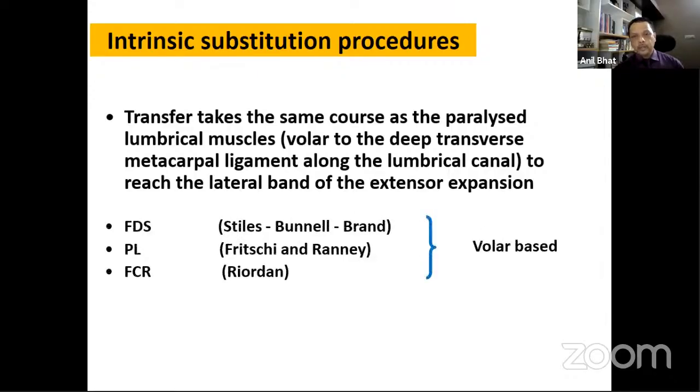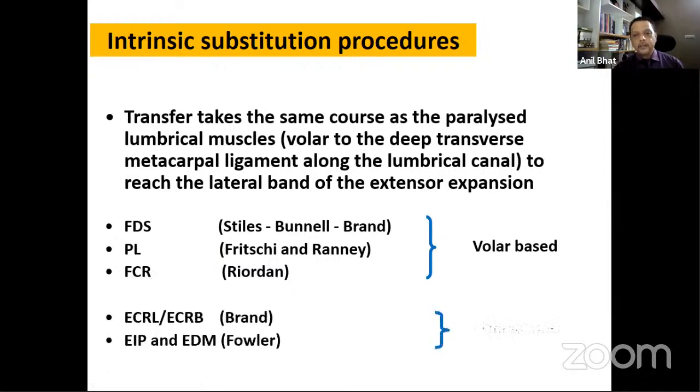We can use donors on the volar side like this, the FDS, classic Bunnell's transfer. At least 1 or 2 transfers you should know of each of these. FDS transfer, Bunnell's or Brand's transfer. Palmaris longus can be taken, but an additional graft is required because it can't reach the fingers. Or even FCR can be used.